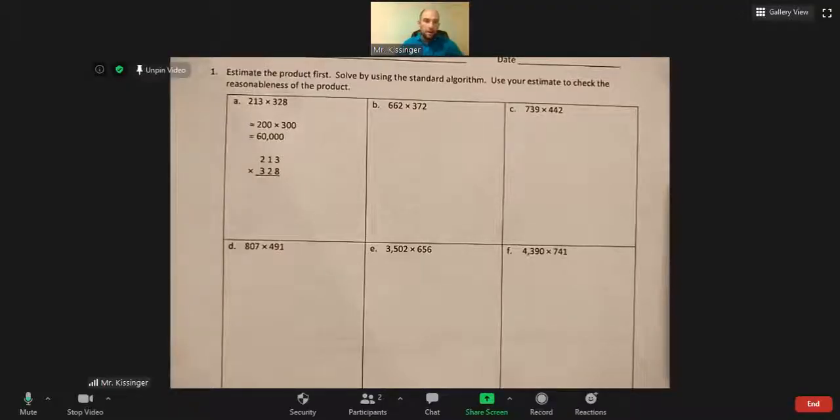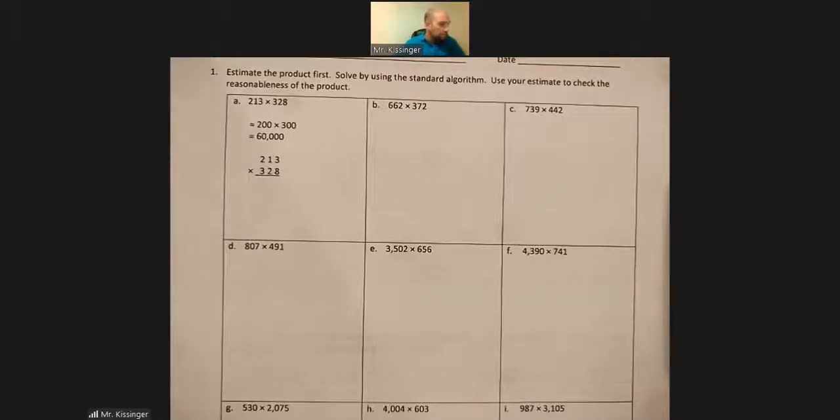All right, so if we look at the top of our page here, it says estimate the product first. Solve by using the standard algorithm. Use your estimate to check the reasonableness of your product. So we want our final product to look similar to our estimate. In letter A here, they've already estimated for us, rounded 213 to 200, and we rounded 328 to 300. When you multiply 200 by 300, we get 60,000. So we want our final answer, our product, to be close to 60,000.